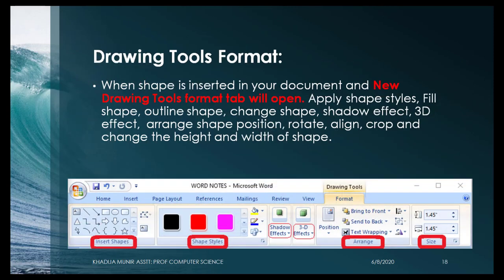Drawing tool format. When a shape is inserted in your document, a new drawing tool format tab will open. Apply shape style, fill shape, outline shape, change shape, shadow effect, 3D effect, arrange shape, position, rotate, align, crop, and change the height and width of the shape.